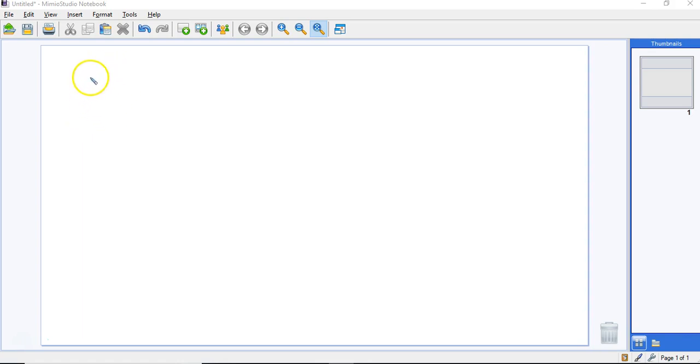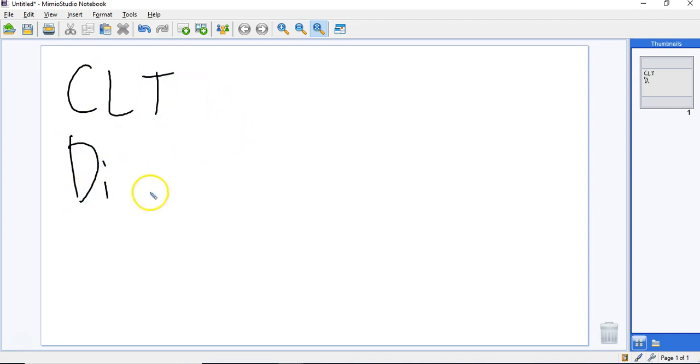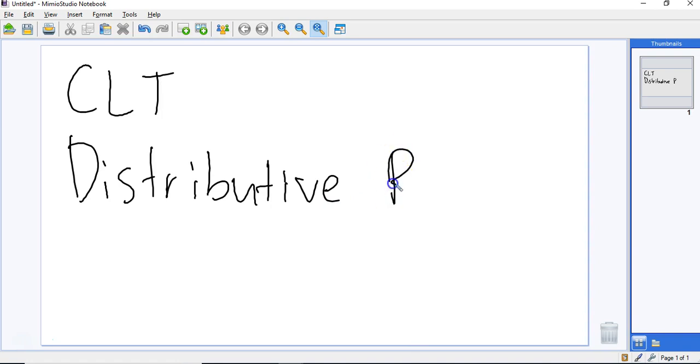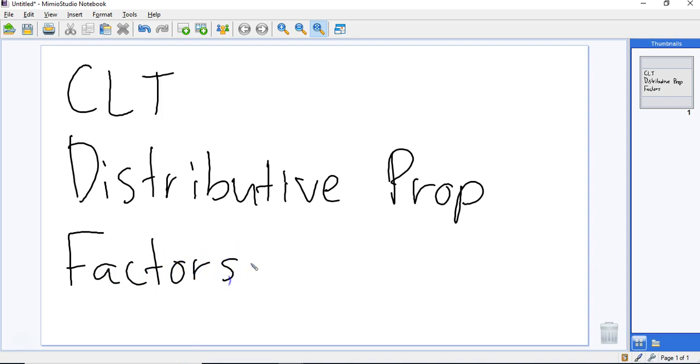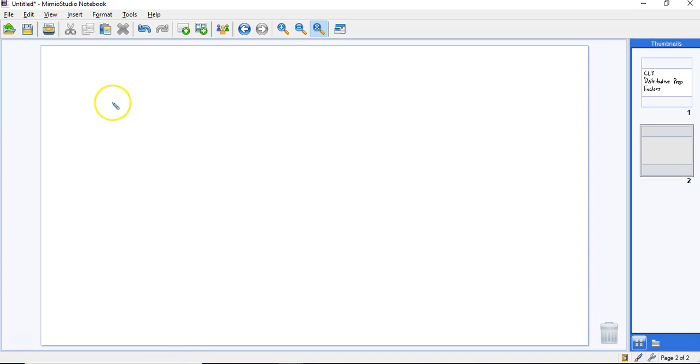Right now we're going over CLT, or combining like terms, distributive property, and factors. So let's get started. The first one, we've got negative V minus 10V.